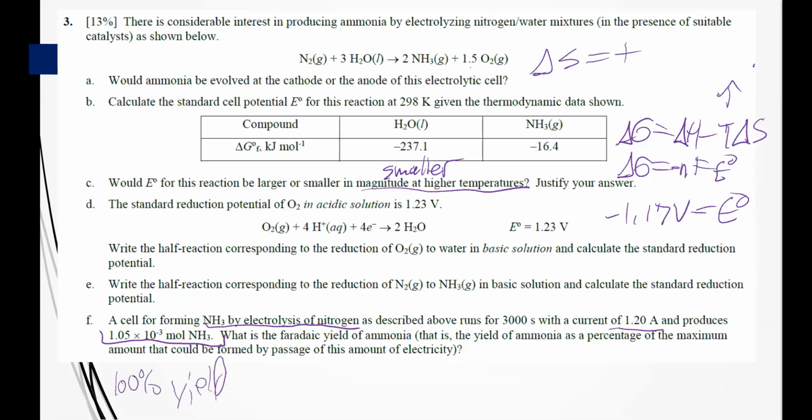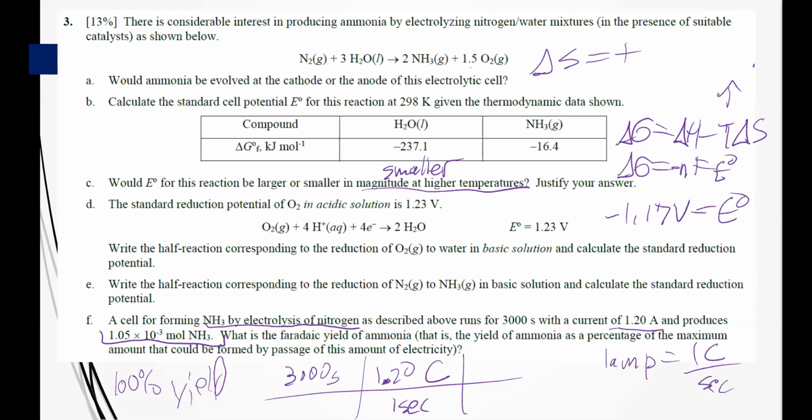So we know that we ran for 3,000 seconds. And then what is the unit for an amp? It's 1.20 amps, but what does an amp mean? It's something per second. I wanted to say like molarity per second, but it's not a molarity per second. It's something called a coulomb, right? So it's amount of charge per second. So 1 amp is equal to 1 coulomb per second.